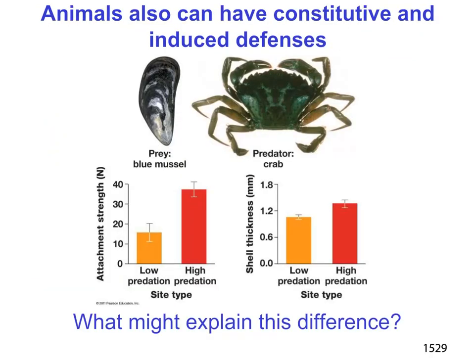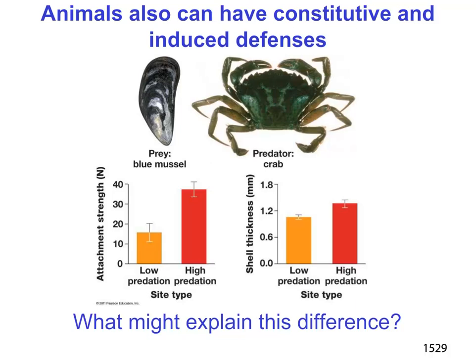So animals, believe it or not, can also have constitutive and induced defenses. Okay, and so some researchers wanted to ask, why is it that in certain mussel populations, the strength of their shell, the thickness of their shell, seems to increase in the presence of predators? And in addition to that, the number of attachment fibers they have seems to increase in the presence of predators. So what they wanted to do was to conduct an experiment and figure out why there is such a difference in the presence of a high number of predators versus a low number of predators with regards to these two factors.